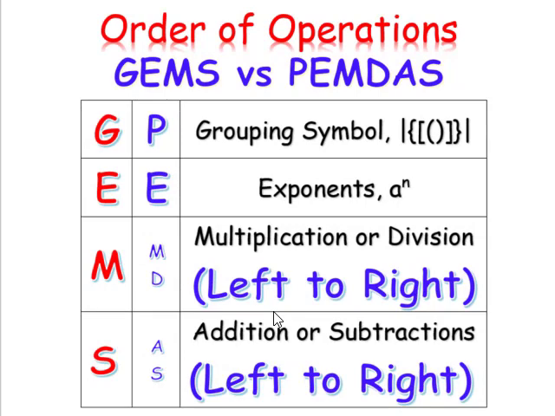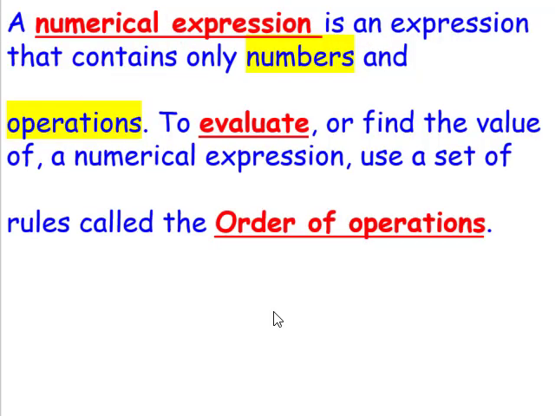Which one do you prefer, GEMS or PEMDAS? A numerical expression is an expression that contains only numbers and operations. To evaluate or find the value of a numerical expression, use a set of rules called the order of operations.